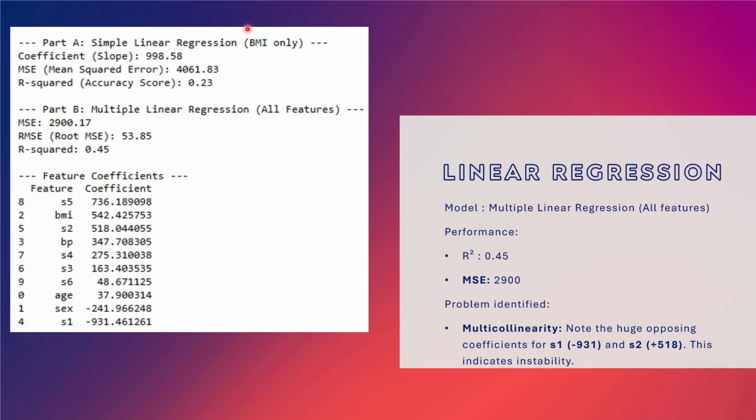I established a baseline using a multiple linear regression. While it achieved an accuracy of 45%, compared to the simple linear regression, only 0.23, meaning 23%. But the coefficients reveal a problem. As you can see in the result, S1, the below one, and S2 here have massive opposing values, suggesting the model is struggling with correlated features and potentially overfitting.